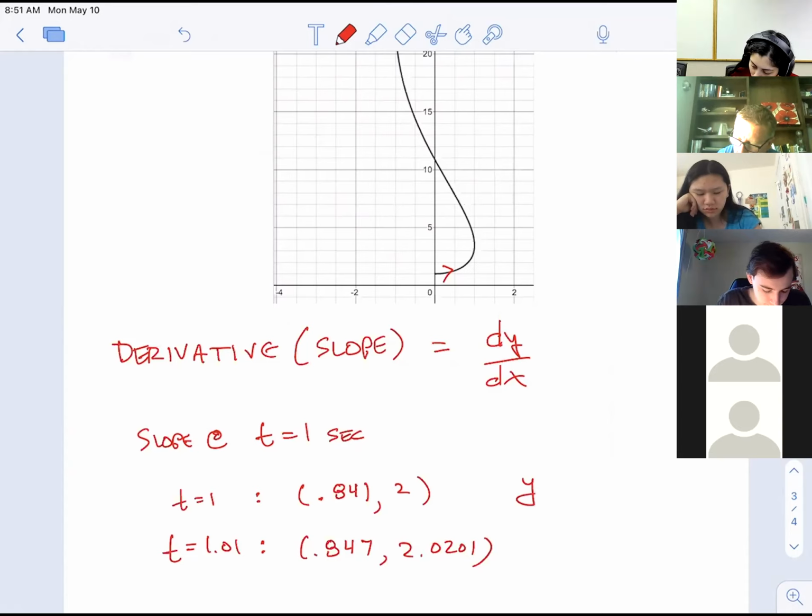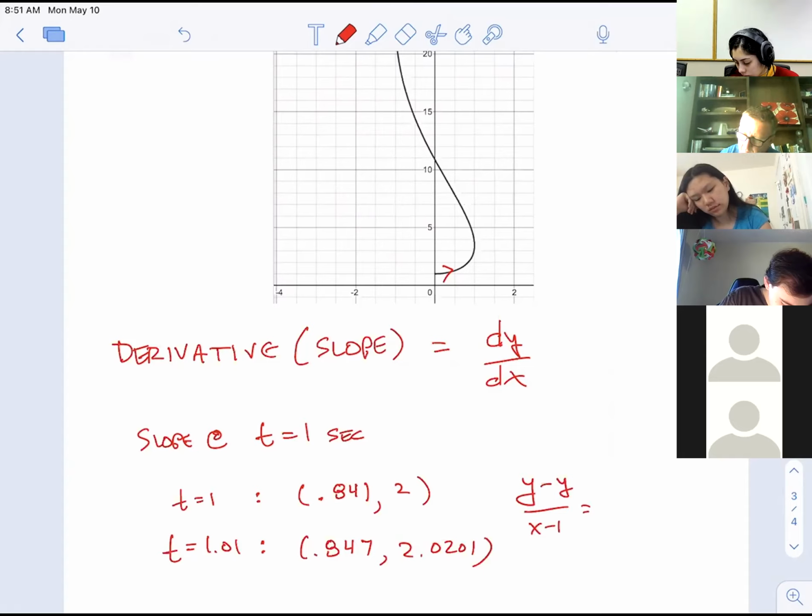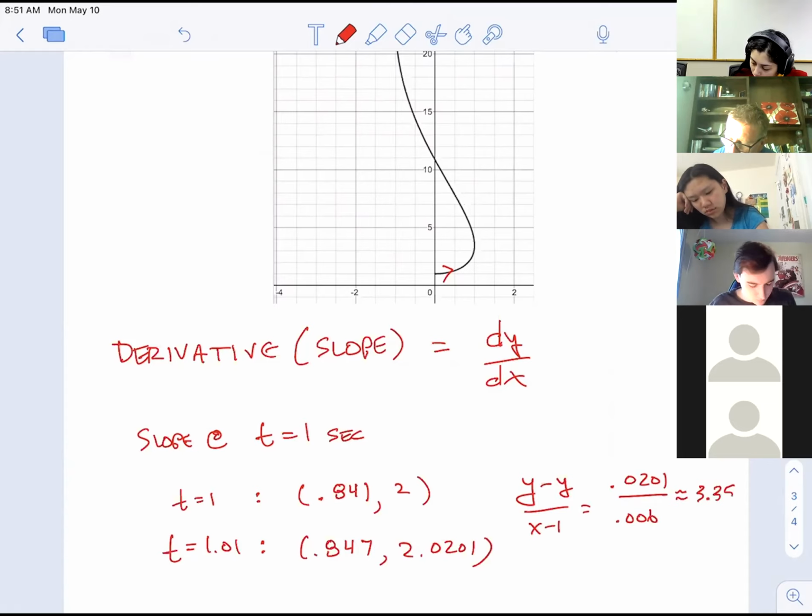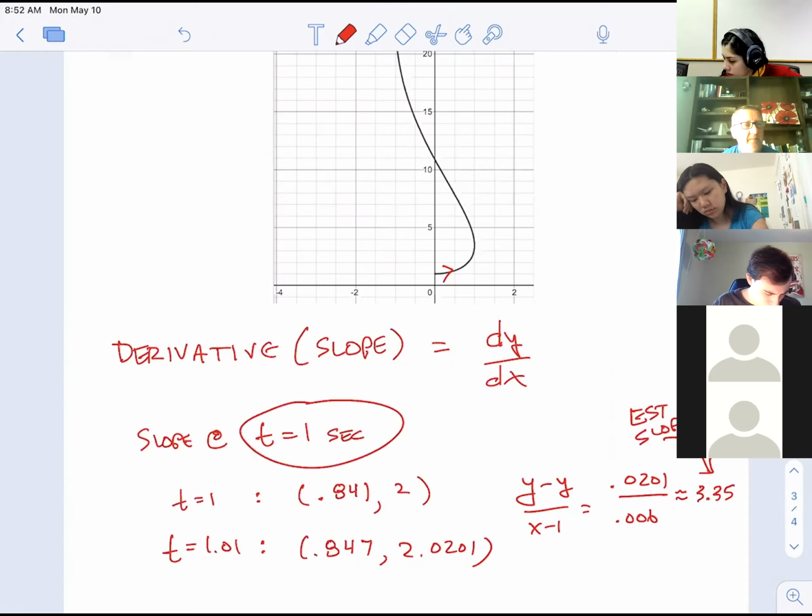And so you know how to find the slope. Y minus y over x minus x. I'm just going to do it. So I get 0.0201 over 0.006. I got 3.35. So would you agree that's an estimate for my slope at t equals 1 second?